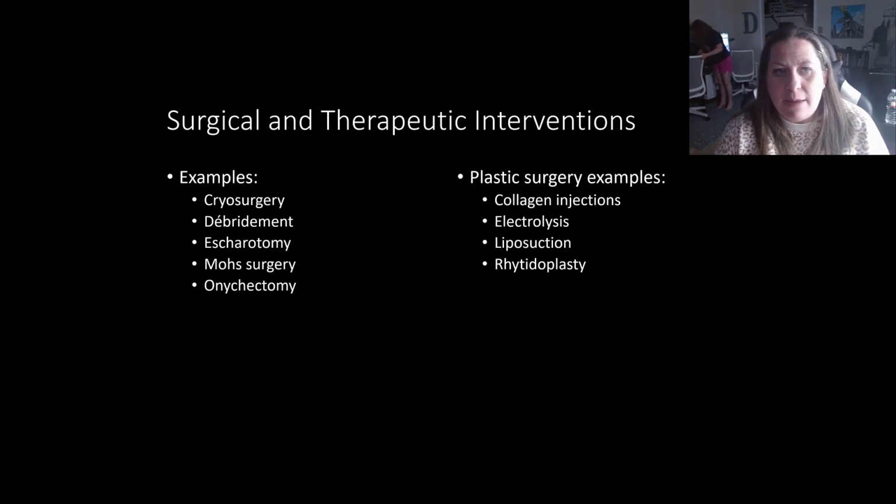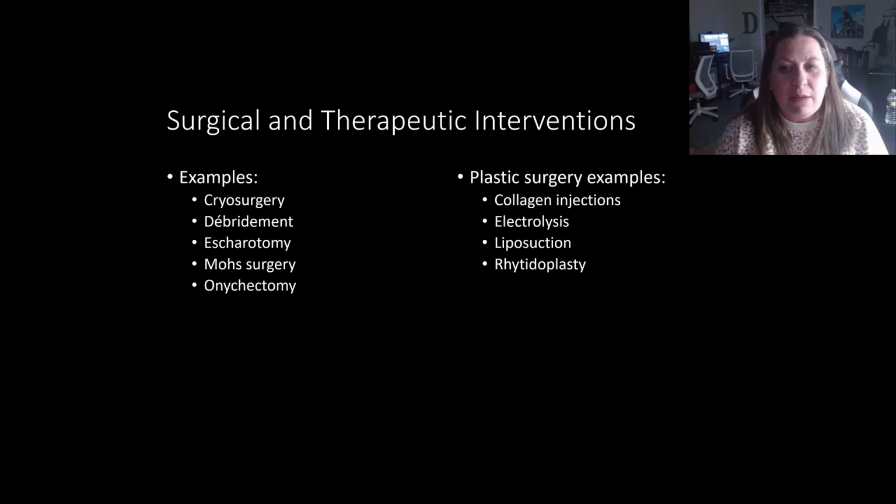So we've got several types here. The first one is cryosurgery. This one is where warts need to be destroyed by cryotherapy. It's a technique of exposing the tissue to extreme cold to produce well-defined areas of cell destruction and get rid of those cells that are growing abnormally with the virus.